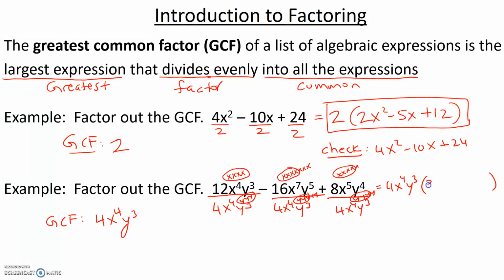12 divided by 4 is 3. X to the 4th divided by x to the 4th is 1. Y to the 3rd divided by y to the 3rd is also 1. Negative 16 divided by 4 is negative 4. X to the 7th over x to the 4th, 7 minus 4 is x cubed. Y to the 5th over y to the 3rd, 5 minus 3 is y squared. Here we got 8 divided by 4, which is 2. X to the 5th over x to the 4th, which is x. Y to the 4th over y to the 3rd, which is y.